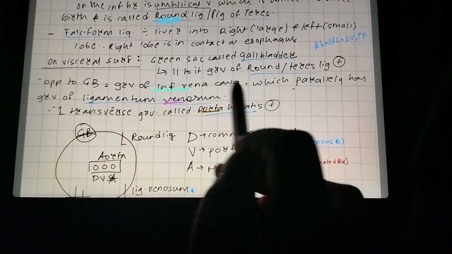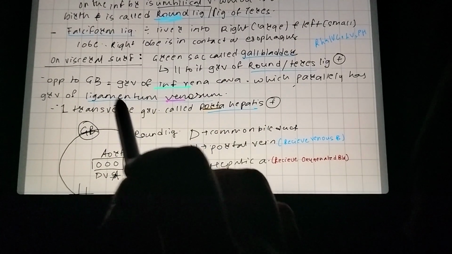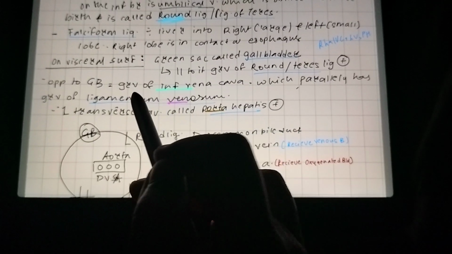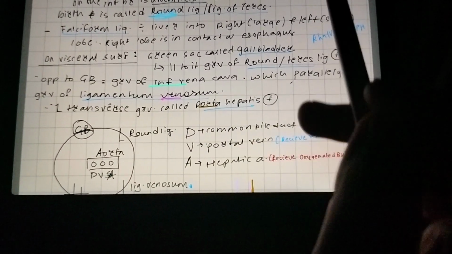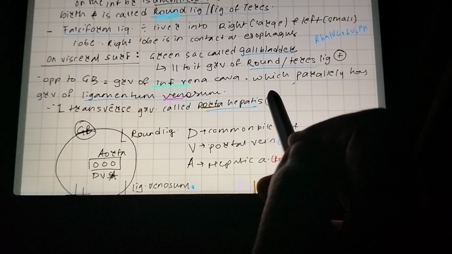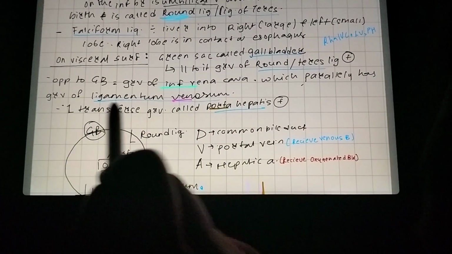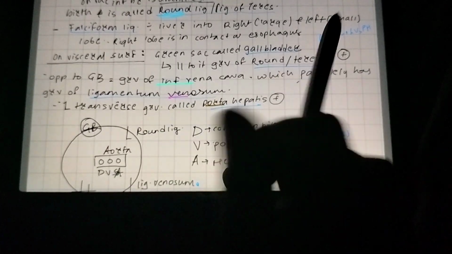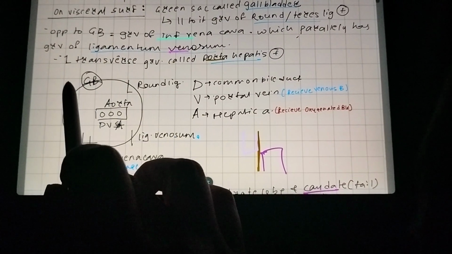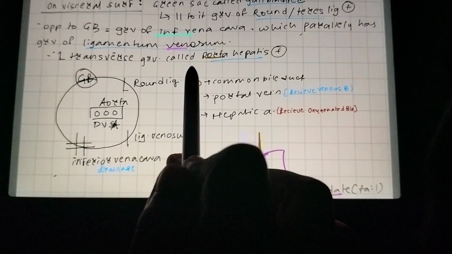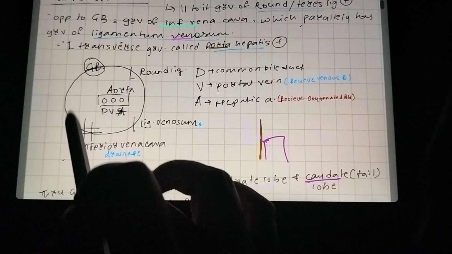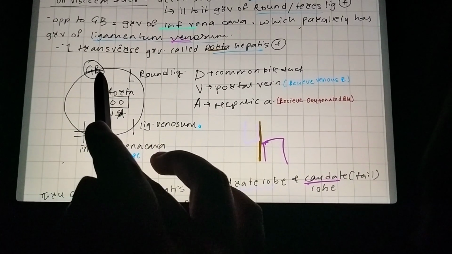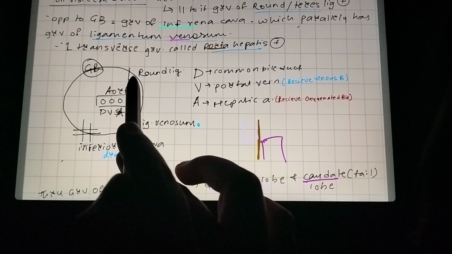Then, opposite to the gallbladder, we have the groove of the inferior vena cava, which parallelly has the groove of the ligamentum venosum. And the transverse groove called the porta hepatis. Now, this one right here, I'll explain it. So, this is your gallbladder. This is your round ligament.